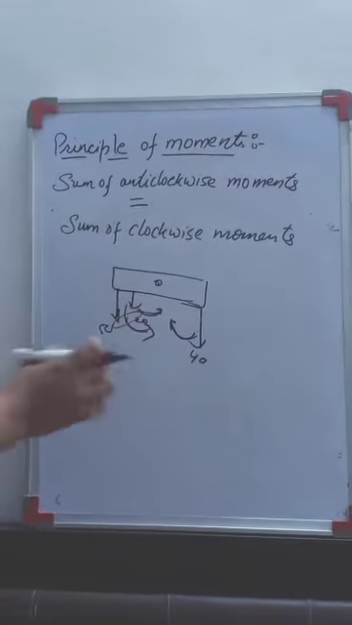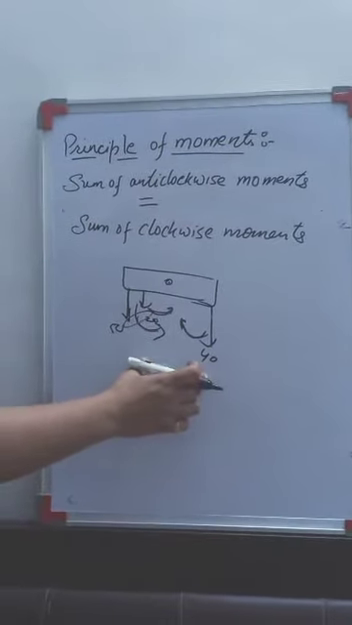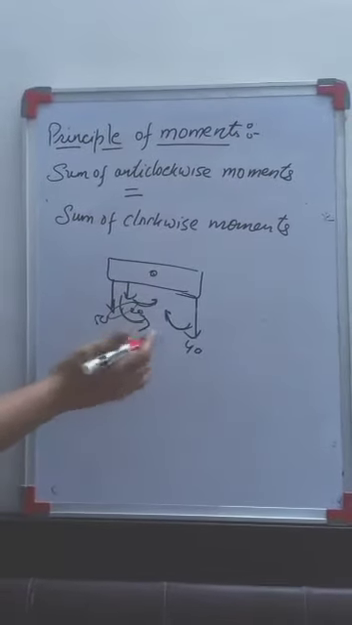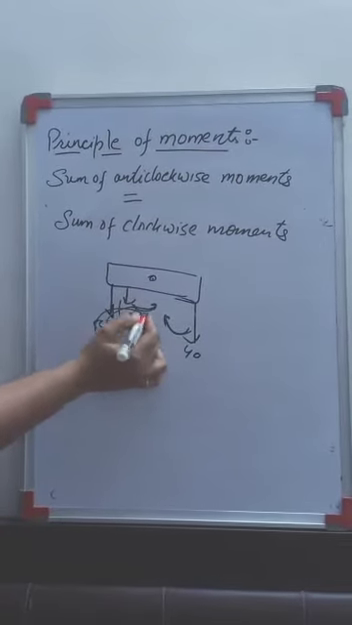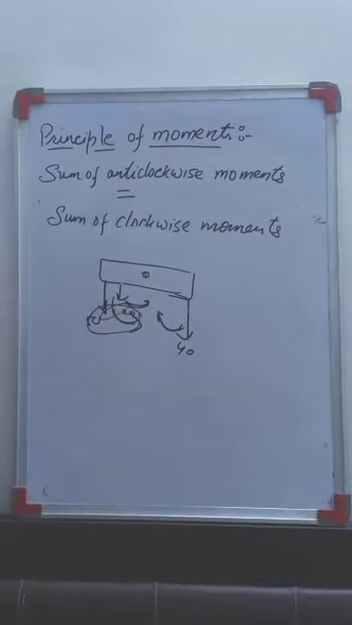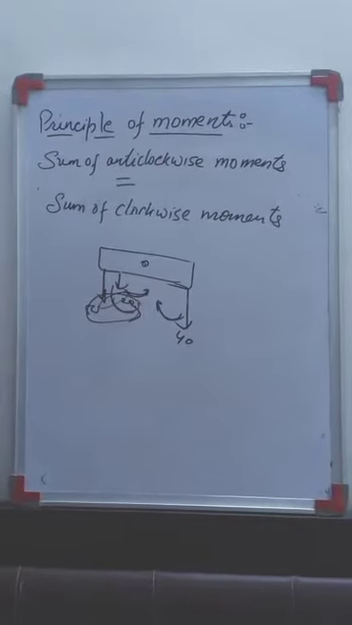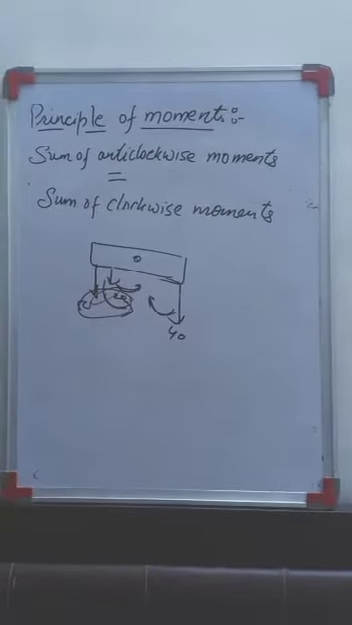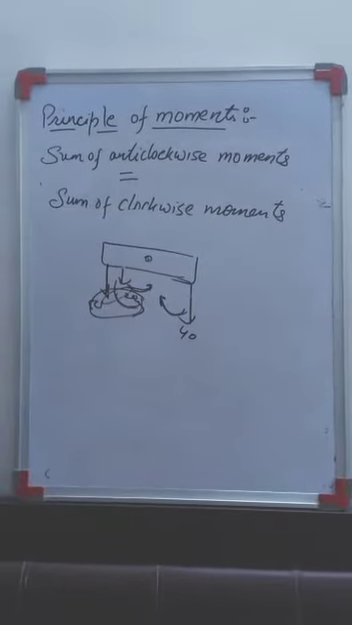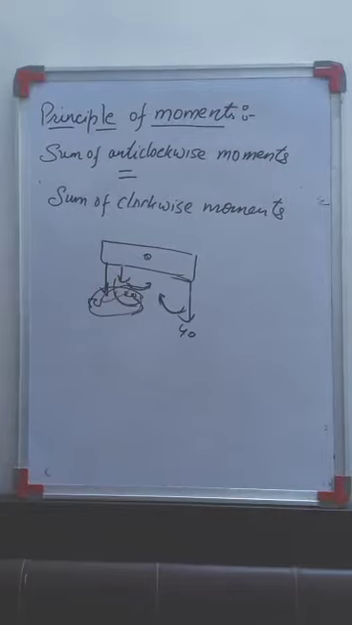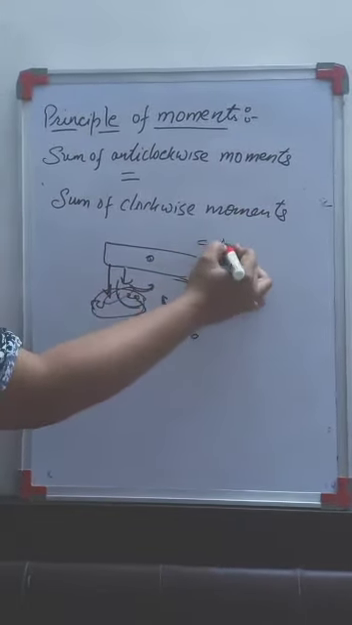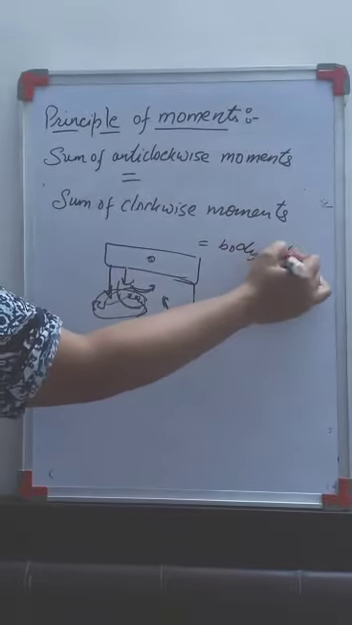Because in this, the rotation is either clockwise or anti-clockwise. It depends on the forces as well as the distances, right? That means you need to calculate the moments first. Then only can you tell in which direction the body will rotate, right? And the principle of moments says that if the sum of clockwise moments is equal to the sum of anti-clockwise moments, in that case the body will be horizontal.